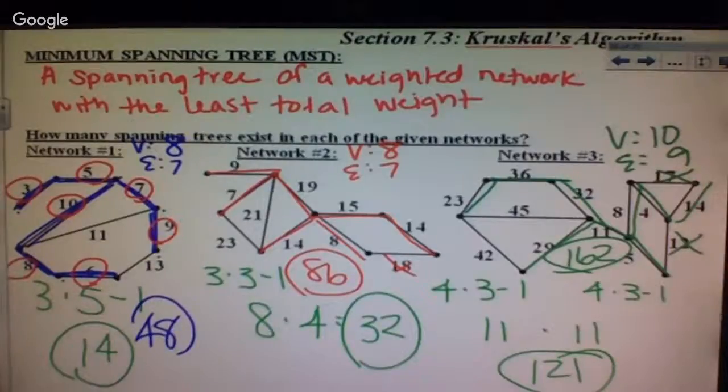You've got 3 more on the back. I want you to do these 3 and then we'll go over them. Try them on your own and we'll go over them.